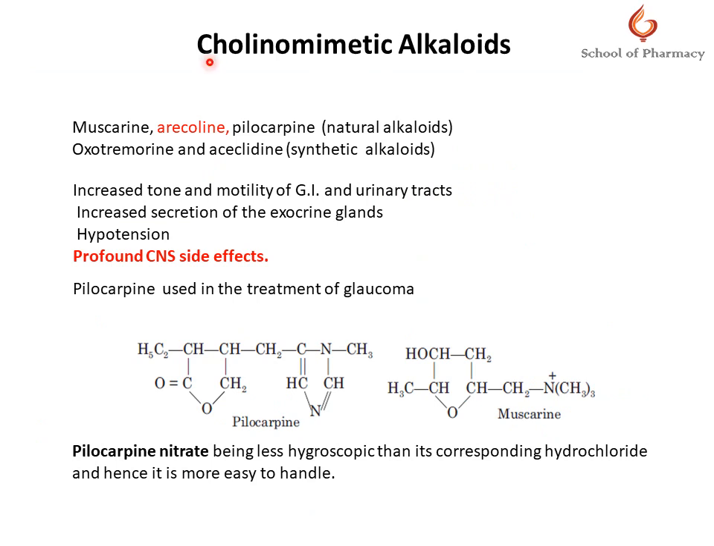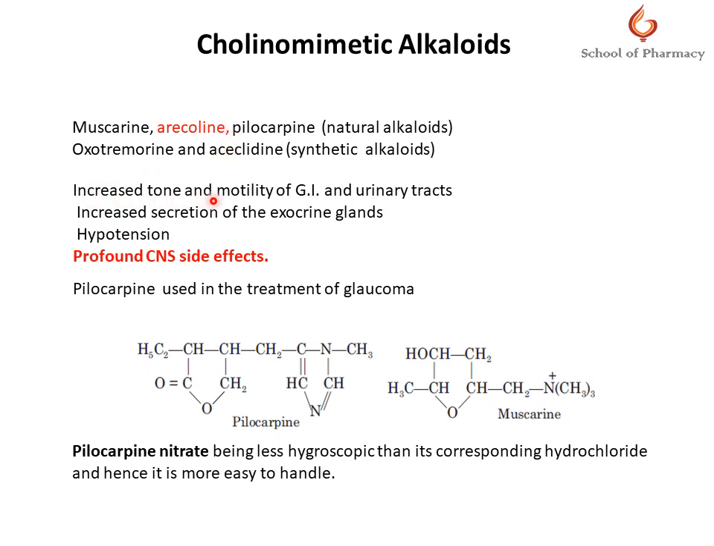Now let's discuss the cholinomimetic alkaloids. After the choline ester drugs, these cholinomimetic alkaloids are natural or synthetic alkaloids. Muscarine, arecoline, and pilocarpine are natural alkaloids, and oxotremorine and aceclidine are synthetic alkaloids. Muscarine, pilocarpine, oxotremorine, and aceclidine work on the muscarinic receptors, while arecoline works on the nicotinic receptors. Now, how do they work?